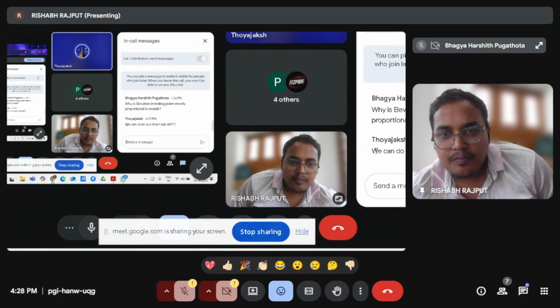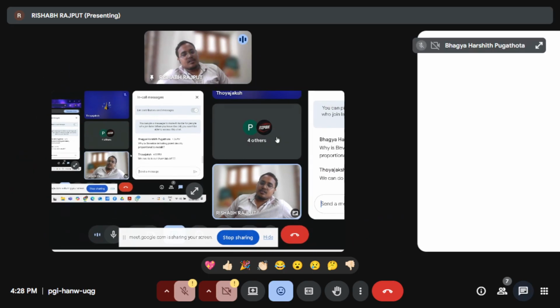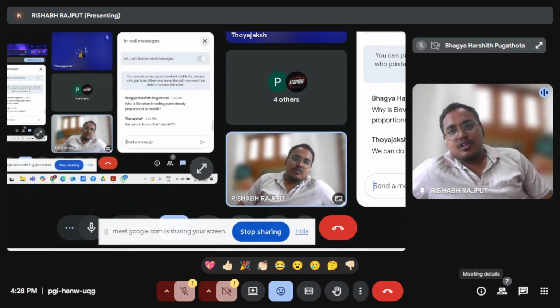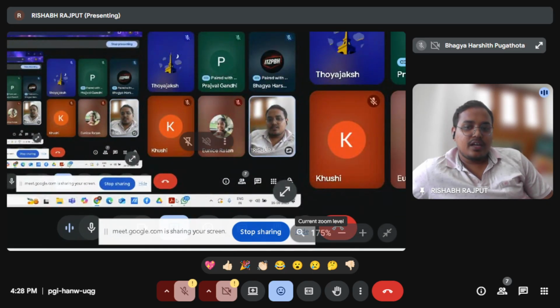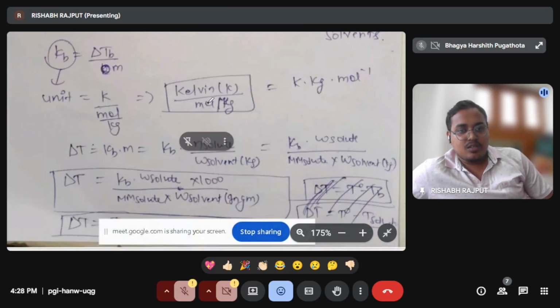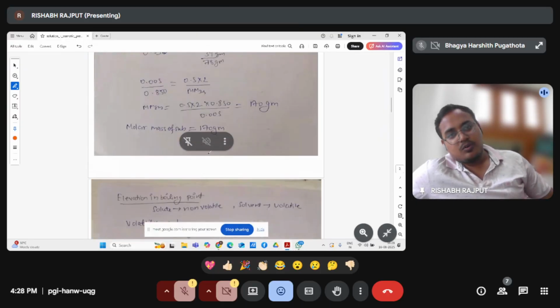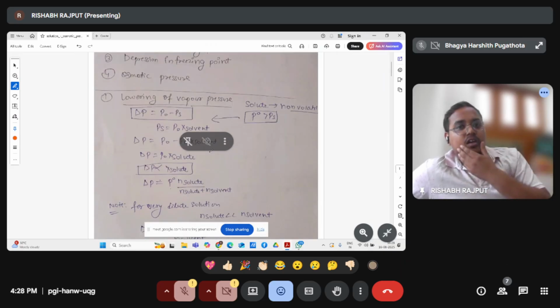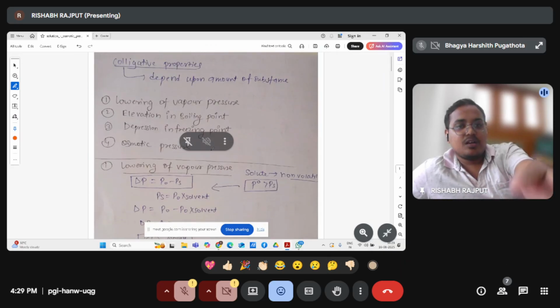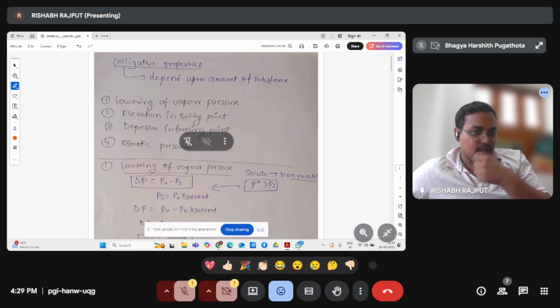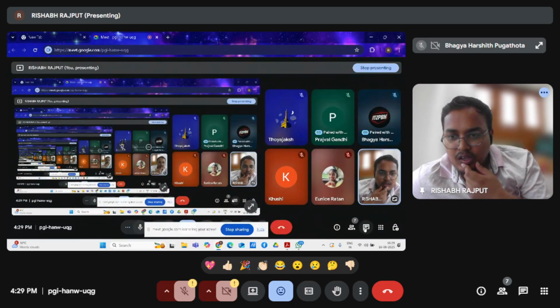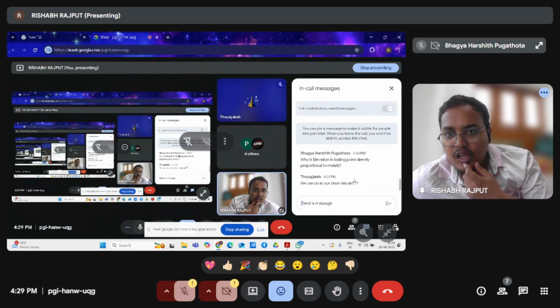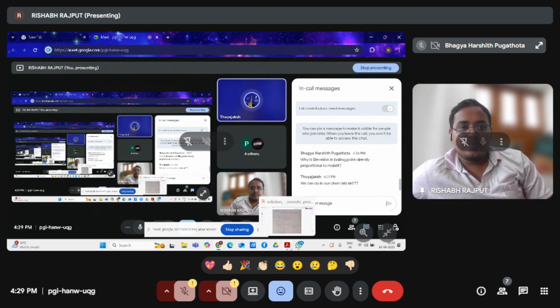Who did that experiment, sir? There is a scientist, Raoult, no? In a solution, it is actually Raoult's law. He is a scientist. He just tried to explain every concept of colligative property. All the constant values come from experiment, and after that he proved it. Yes, sir, asking that question.